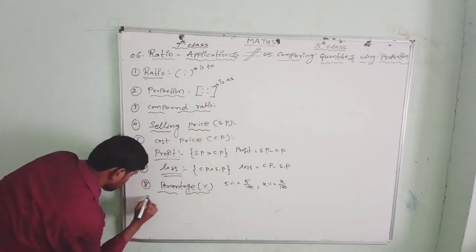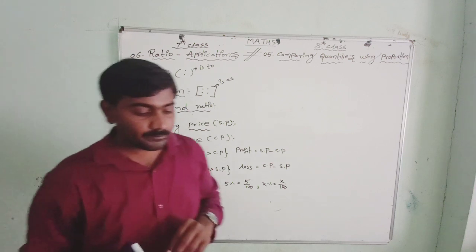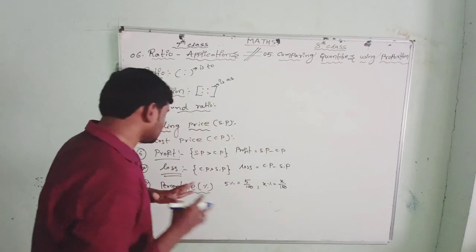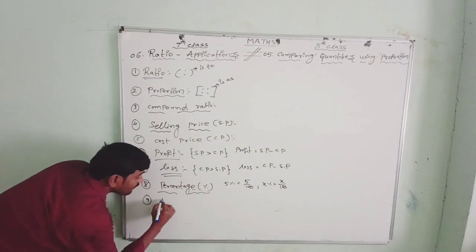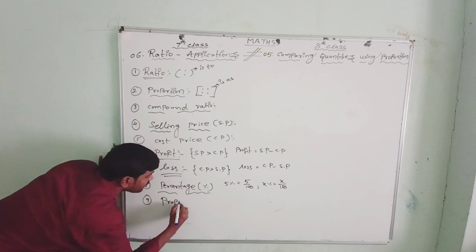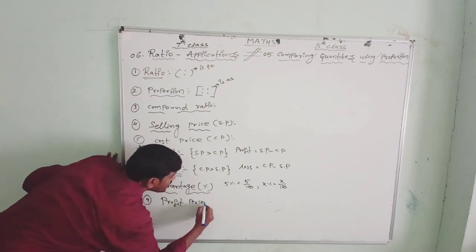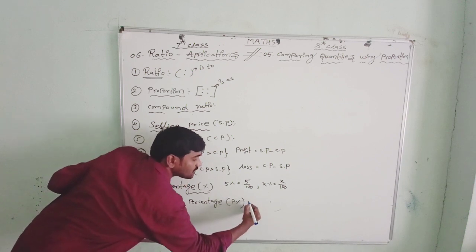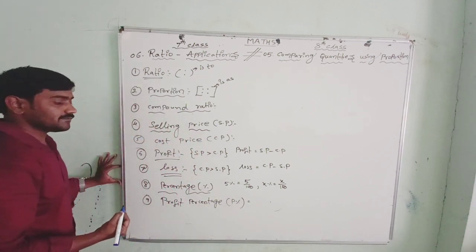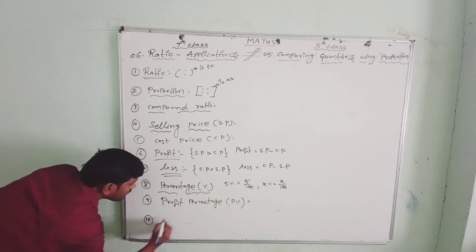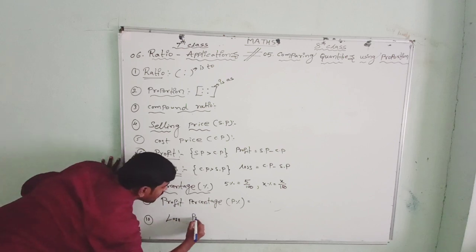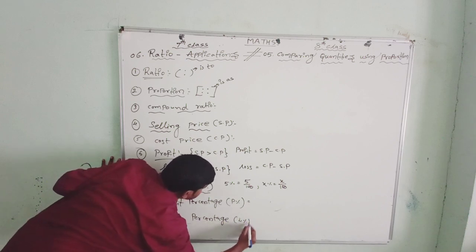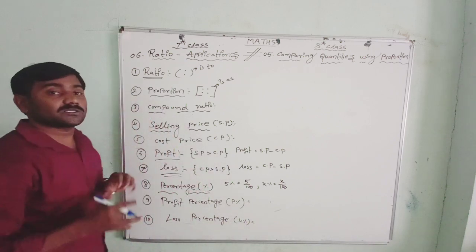Thank you. Now, the 9th one, profit percentage, and the 10th one, loss percentage. There are two kinds of percentages. Profit percentage is nothing but P percentage. Profit percentage and loss percentage.